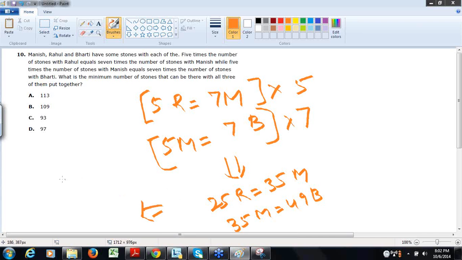This implies what? R is to M is to B is equal to 25 is to 35 is to 49.